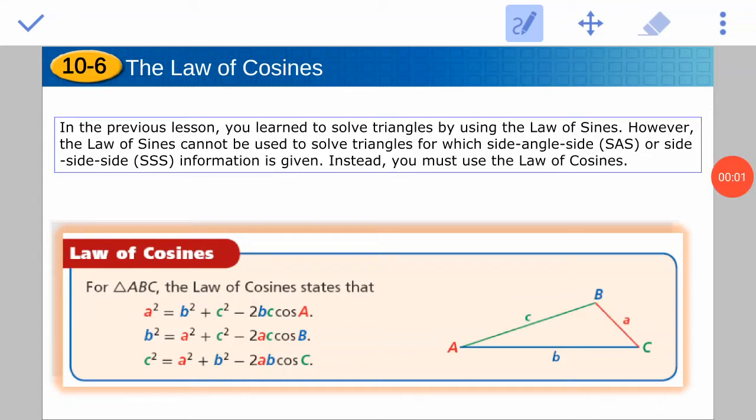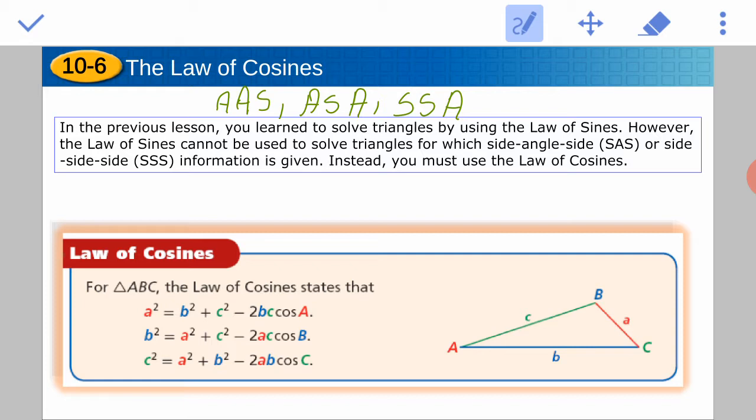Hello Algebra 2 students, part 1 of section 10-6, the law of cosines. In section 10-5 you studied the law of sines and you learned that when you are given the information AAS, angle side, or ASA, or SSA, the ambiguous case, you can use the law of sines in order to solve a non-right triangle.